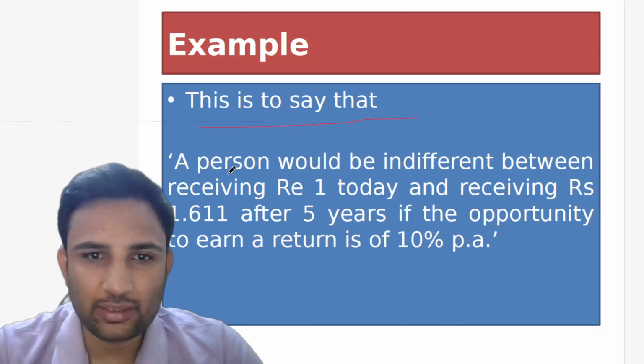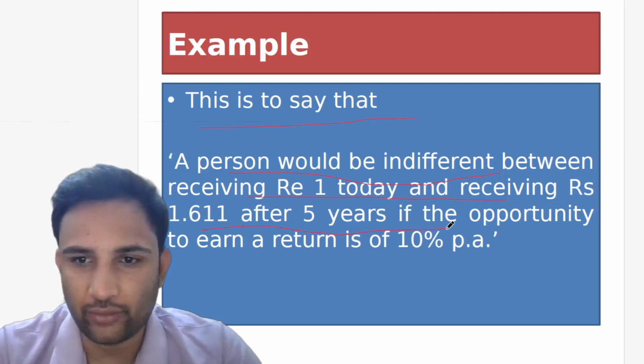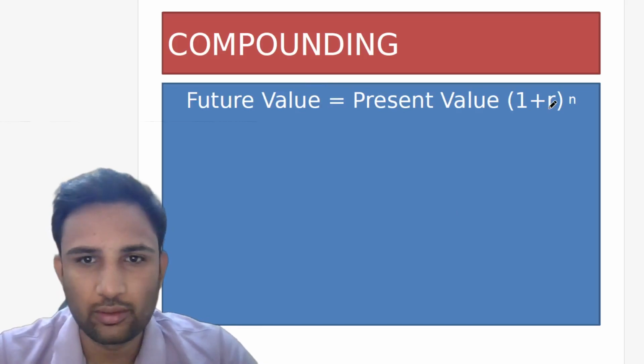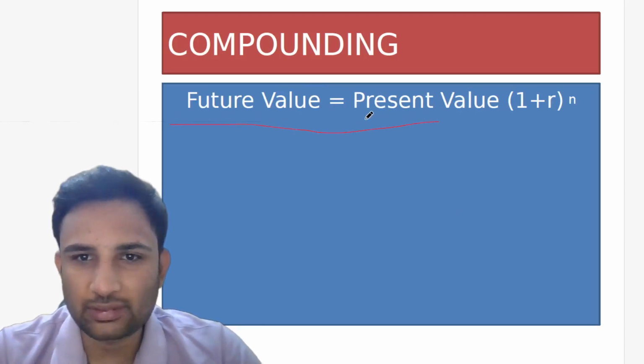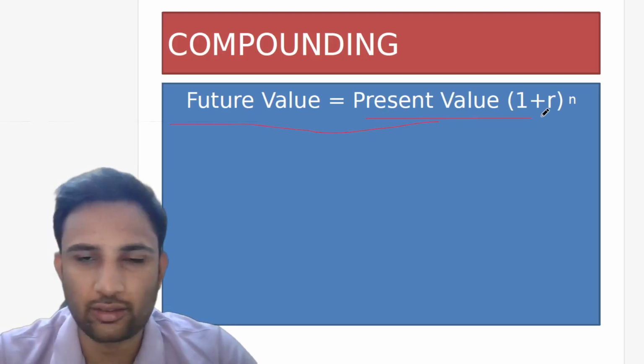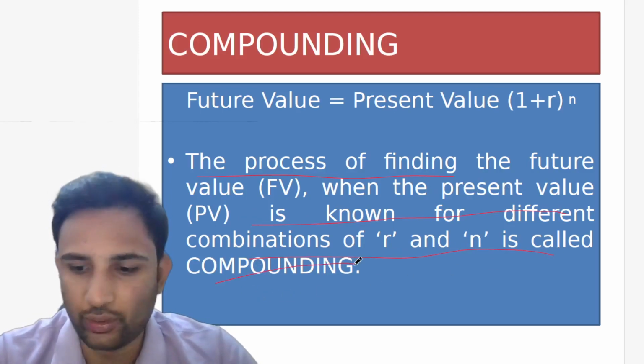This is to say that a person would be indifferent between receiving 1 rupee today and receiving 1.611 after 5 years if the opportunity to earn a return is 10% per annum. Present value. Future value equals present value multiplied by 1 plus rate of interest to the power of n. The process of finding the future value, that is FV, when the present value PV is known for different combinations of r and n, is called compounding.